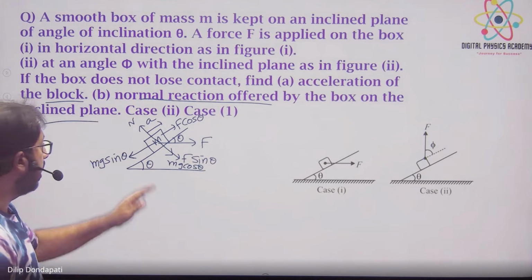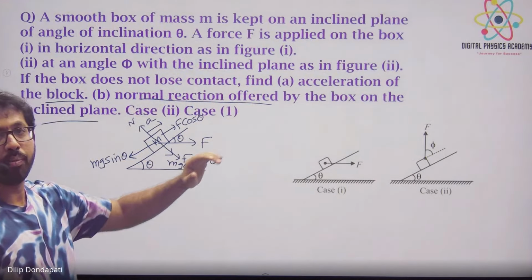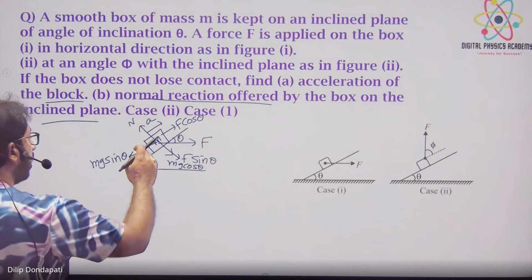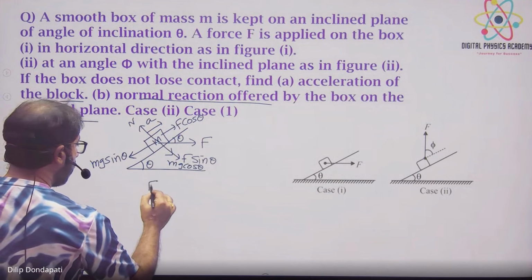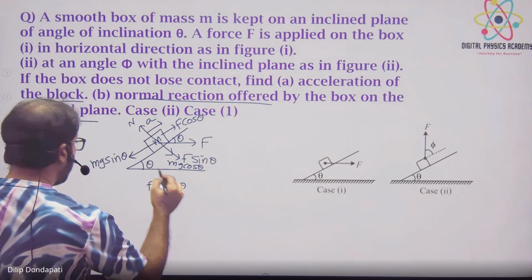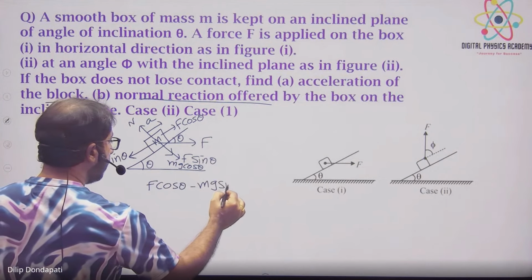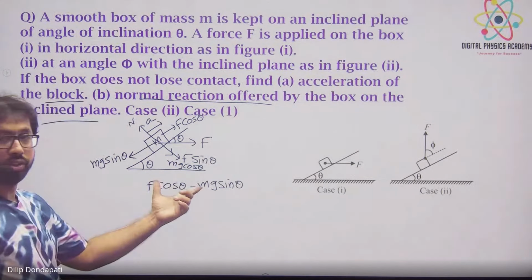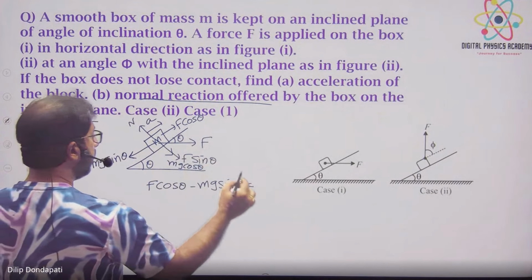Now apply net force equal to ma, because the object is moving along this direction. Which net force will we use? In the acceleration direction you should take as positive. So F cos theta minus mg sin theta, this is the net force. Net force is equal to mass into acceleration, ma.